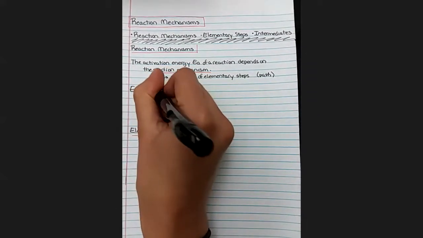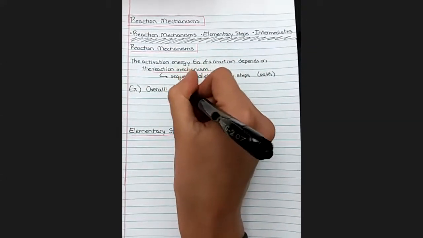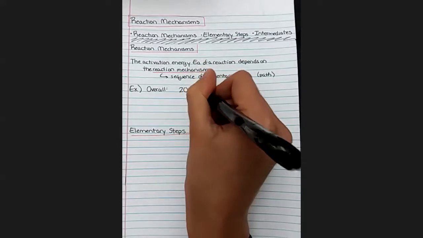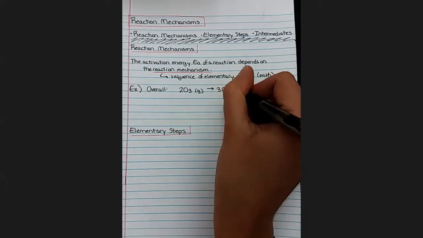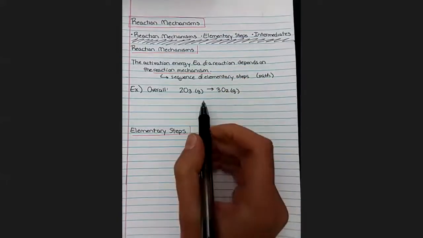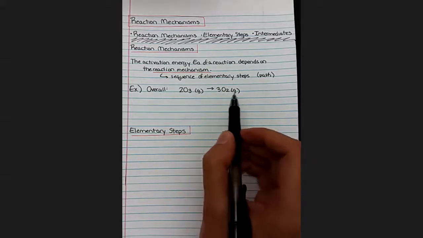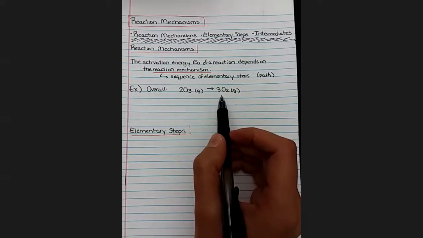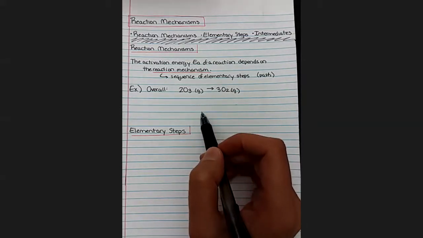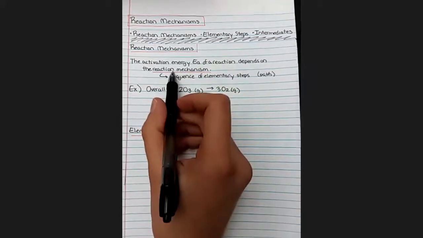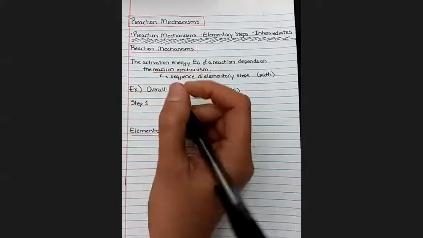For example, here is an overall reaction that we might encounter. Two ozone molecules, O3, break down into three oxygen molecules, O2. So this is an overall reaction, and from this we know what the reactants are and we know what the products are, but we don't know if this reaction happened all in one step or if there is a series of smaller steps that make it up. So that's why we need to include the mechanism.